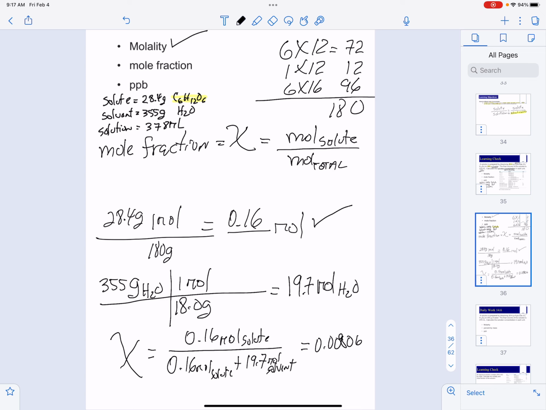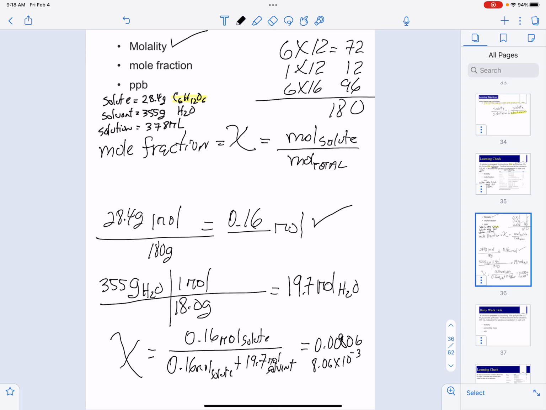And it's a mole fraction. You're dividing moles over moles, so there are no units. The moles do cancel. So 8.06 times 10 to the minus 3. That's our mole fraction. So that's how you find the mole fraction: moles of the solute over the total moles, which are nothing more than the moles of the solute plus the moles of the solvent.